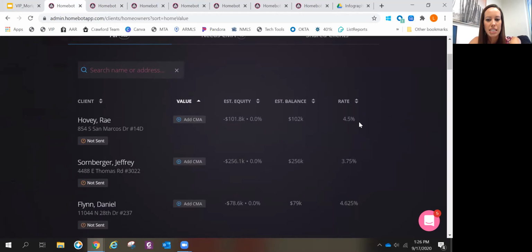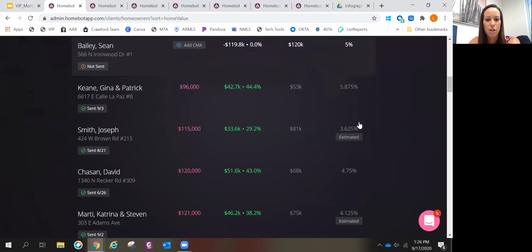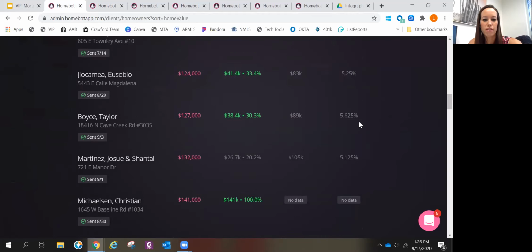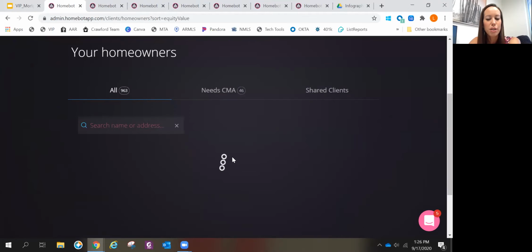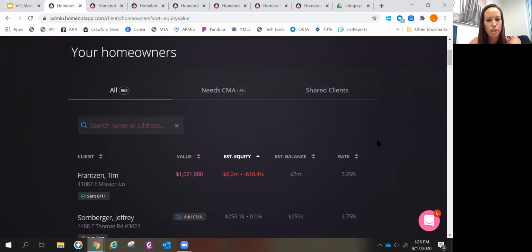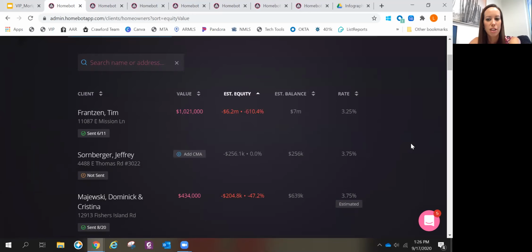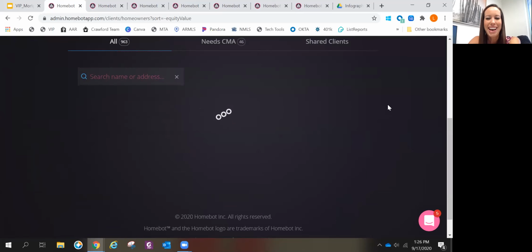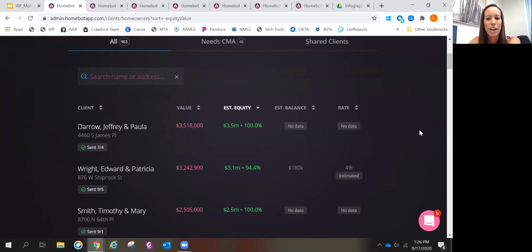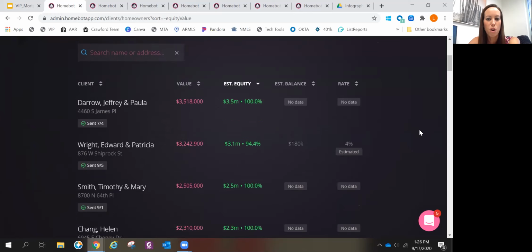Sorry, it's taking a minute. So these people look like they don't have a CMA, but then it color codes the value. You can also sort it by equity position. So this is what a lot of our agent partners do to kind of farm for potential sellers. Oops, we don't want negative equity. We want positive equity. So they use this to farm for potential sellers.